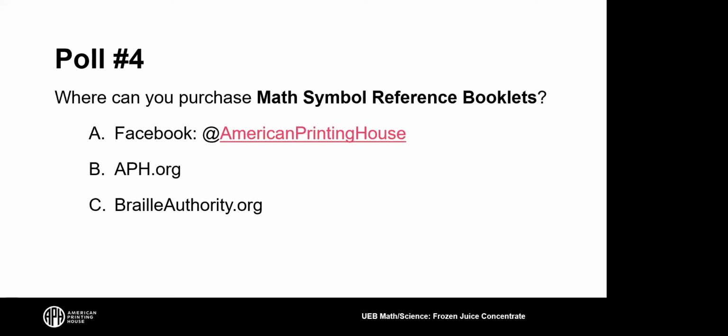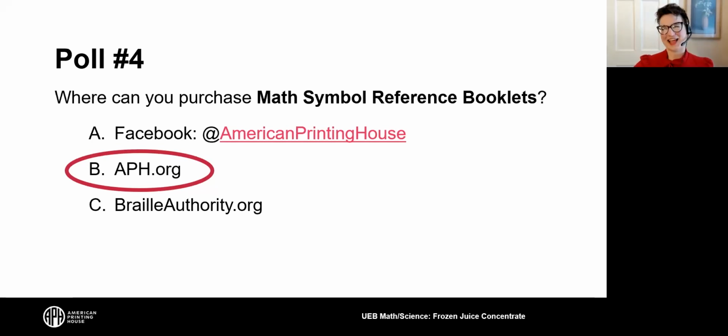Well, I'm going to stop and share out that 88% have reported aph.org. Yeah, that's absolutely right. You purchase things through the APH website, not through Facebook. And brailleauthority.org is an important site, but not a place from which you purchase anything. Brailleauthority.org is the website of the Braille Authority of North America, or BANA. And that's where we would find some of our BANA published guidelines and principles.